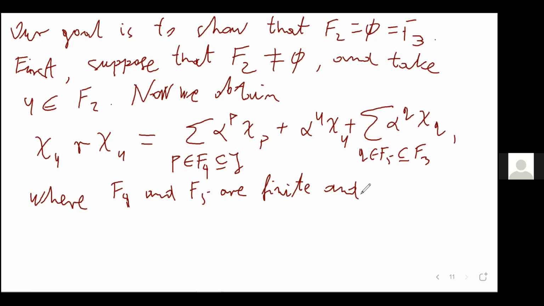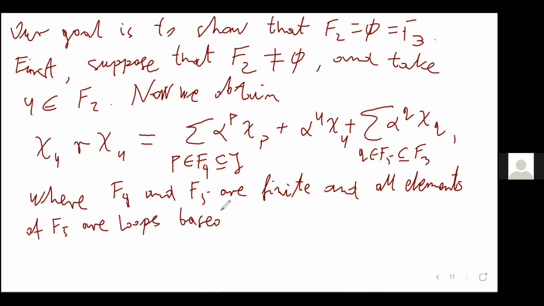And moreover, if I look at the F5, these are just loops. All elements of F5 are loops based at U. Okay.